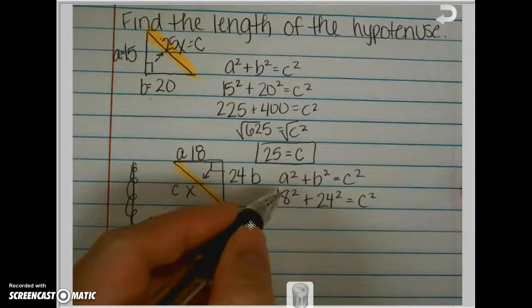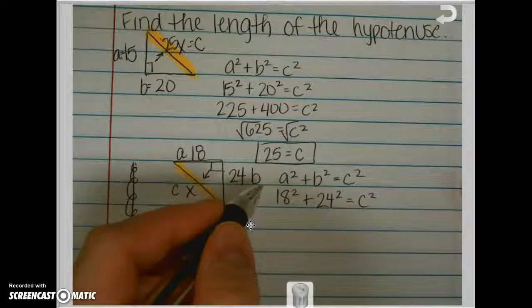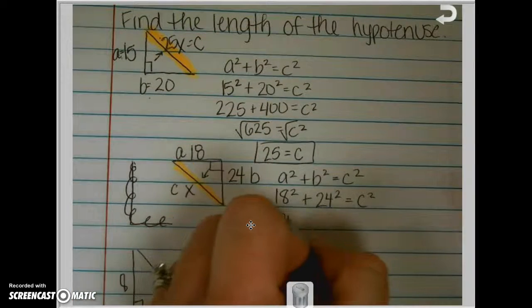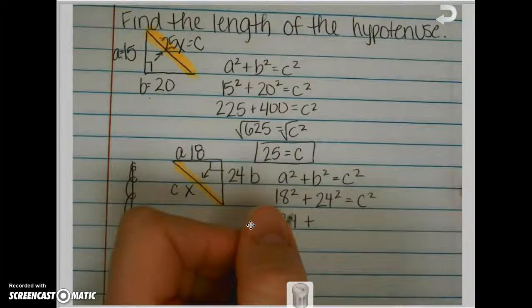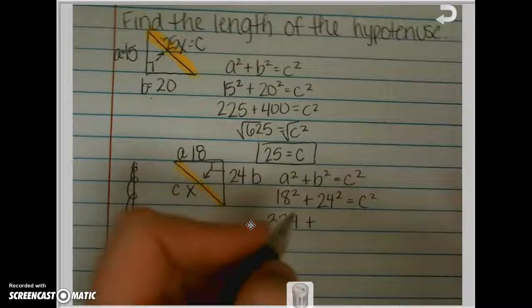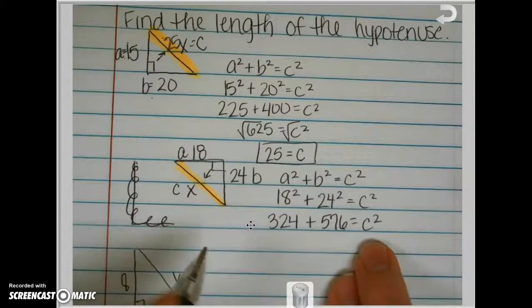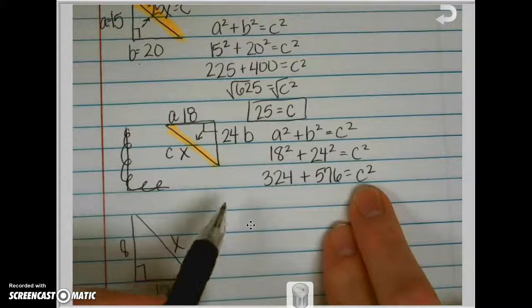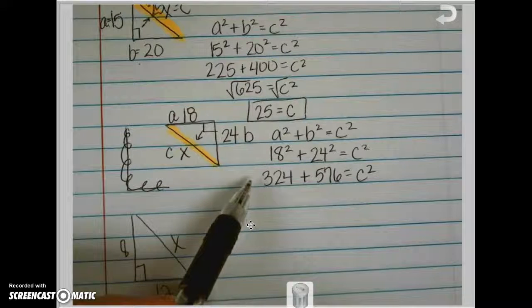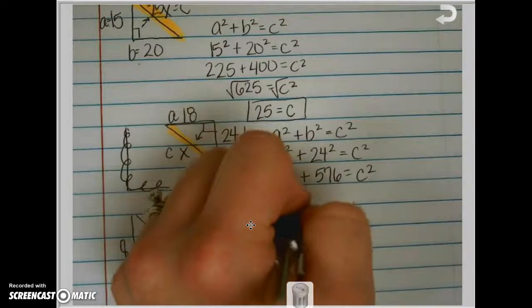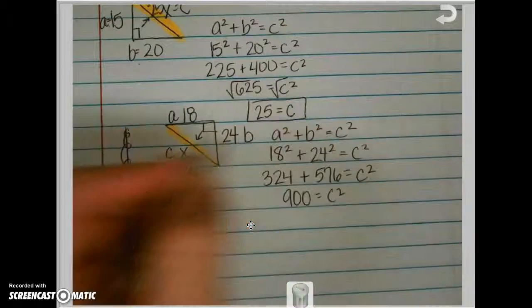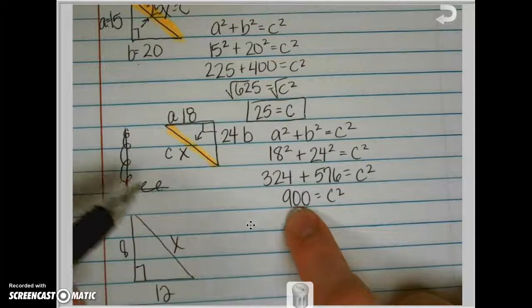So if I did 18 squared, I would get 324. If I did 24 squared, 24 times 24, I would get 576. And these two areas added together are going to be the area of the hypotenuse. So I'm going to add 324 plus 576, and I get 900. So 900 is equal to C squared. So 900 would be the area.